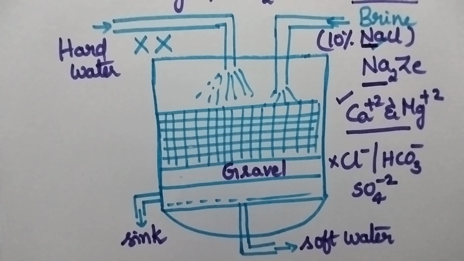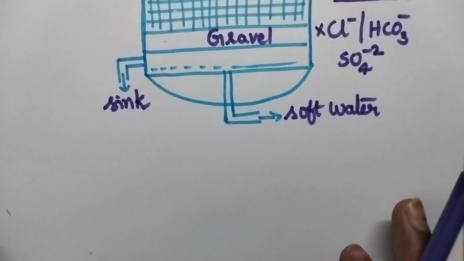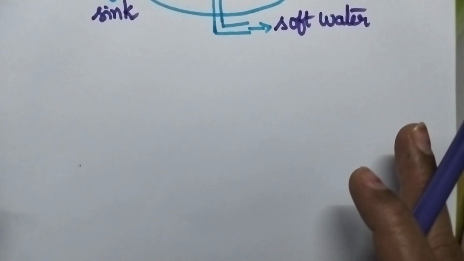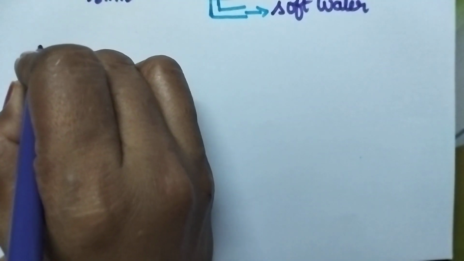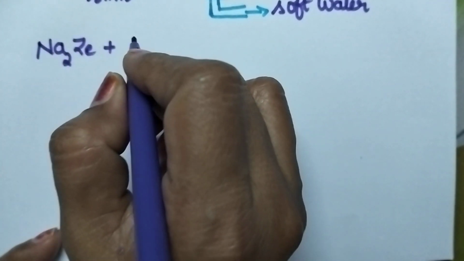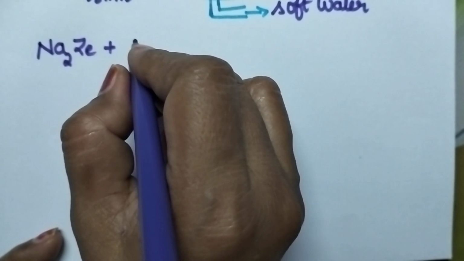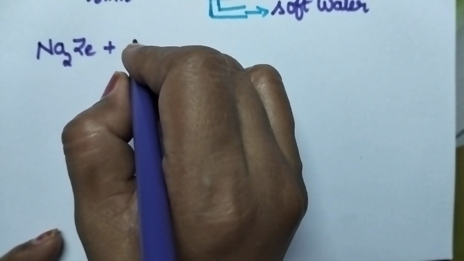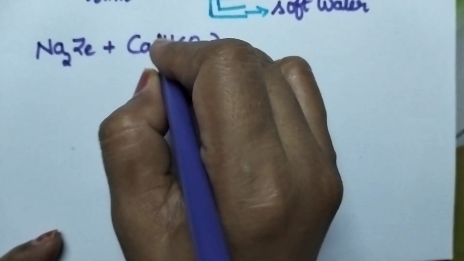Let us consider what are the chemical reactions that take place whenever hard water is passed through the zeolite bed. In particular, the zeolite bed can be represented as Na2Ze. It is capable of removing both calcium and magnesium ions responsible for the hardness. Let us see how it reacts with calcium bicarbonate.